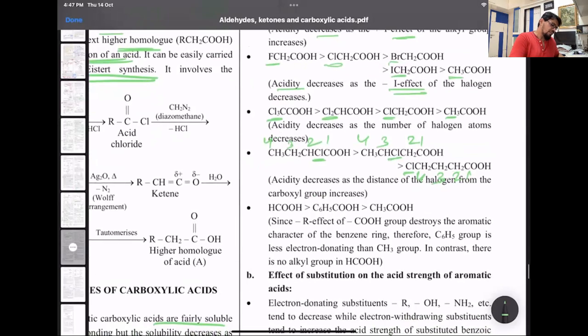Formic acid is greater than benzoic, which is greater than acetic acid. Here it is the minus R effect, because the carboxylic acid also gives resonance. With respect to resonance, it has a minus R effect, meta directing. So it will destroy the aromatic character. Hence we say the phenyl group is less electron donating than methyl. That's why benzoic acid is a stronger acid than acetic acid.